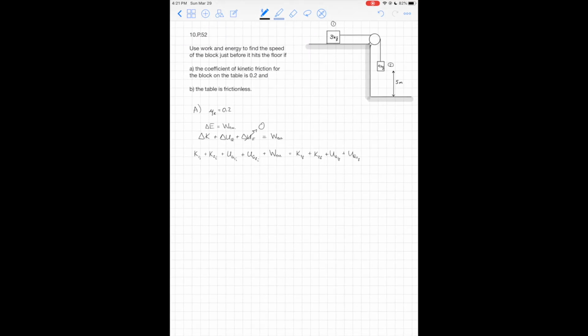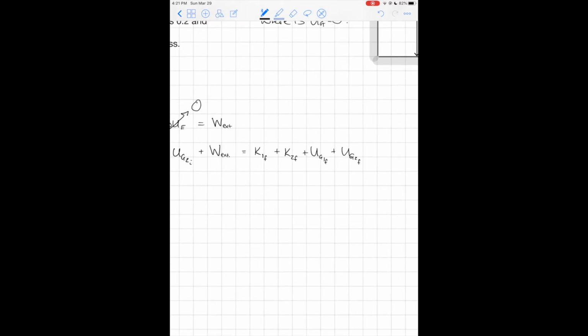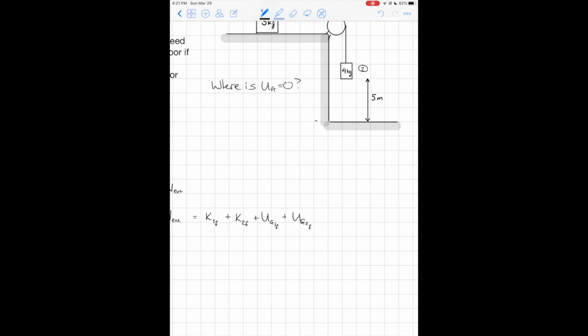So that's a big equation. That's a big, very long expression here. Let's start thinking about what maybe goes to 0 or what can cancel. First things first, we should probably set where UG is equal to 0. I would say it makes sense to say that right at the bottom here, UG equals 0. I think that makes a lot of sense.